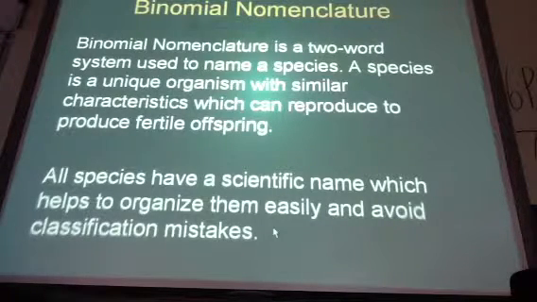Binomial nomenclature is a two-word system used to name a species. So for example, human beings, their scientific name is Homo sapiens. A species is a unique organism with similar characteristics which can reproduce and produce fertile offspring. All species have a scientific name which helps to organize them easily and avoid classification mistakes.